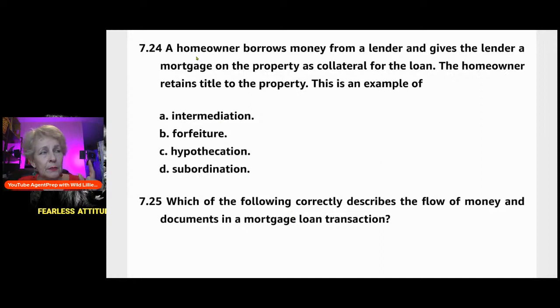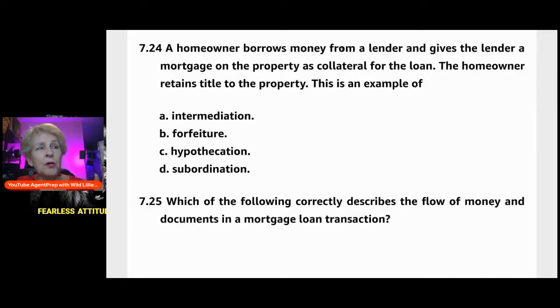A homeowner borrows money from a lender and gives the lender a mortgage on the property as collateral for the loan. Okay, so the mortgage is like a deed of trust. In Texas, we have deed of trust. It's equivalent to a mortgage in other states. And ours in Texas is called a deed of trust because we have a non-judicial type of foreclosure. We don't have to go to the judge and get permission to sell it.